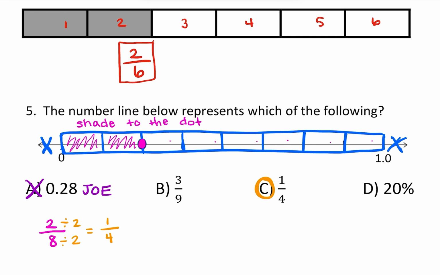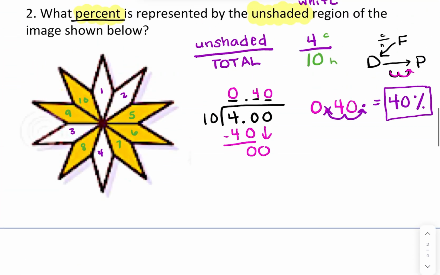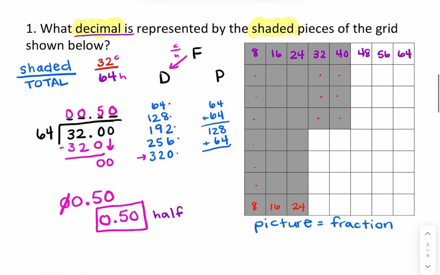Now, if that was not, you could then cowboy and horse, turn that into a decimal, and then do 2 hops to turn it into a percent to see if D worked. But we already have our answer C, so we are done. So just remember, anytime we have any kind of picture, we need to start with a fraction.